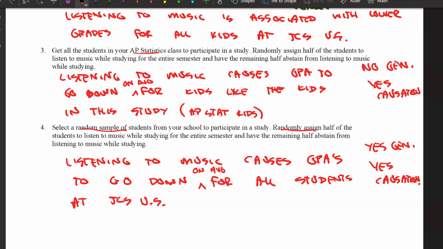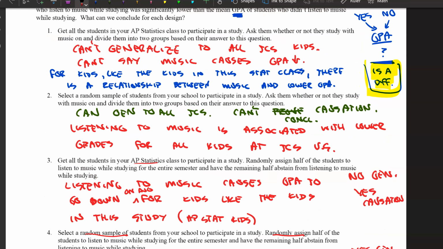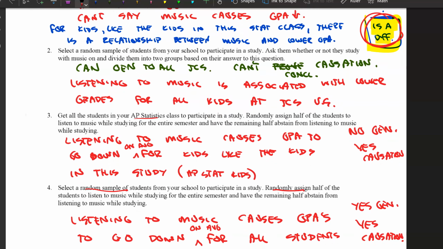I'm not saying every single kid that listens to music, their grade goes down, but on average, if you listen to music, it causes your grades to go down. That's what the experiment would say, if our results were statistically significant. I actually didn't do a study, so I don't know. Okay.